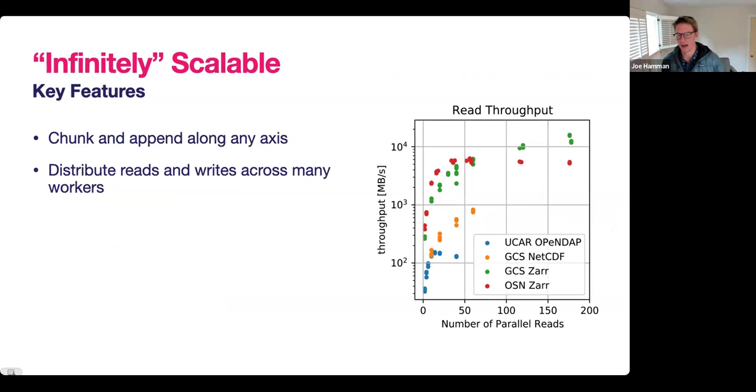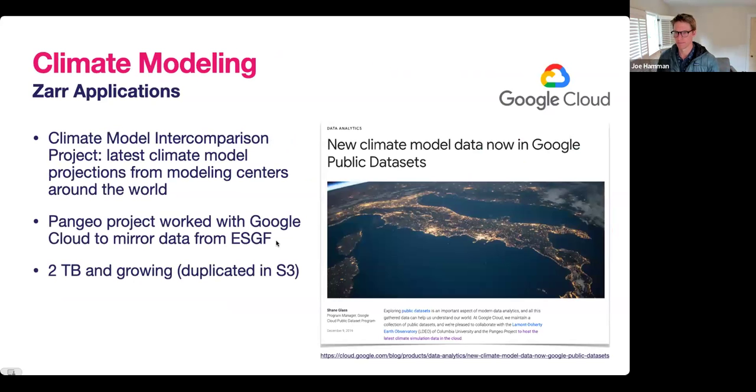Related here is that Zarr is basically infinitely scalable in certain storage backends. You can chunk and append along any axis, and you can distribute reads and writes across as many workers as your storage backend will allow. So this figure here is comparing Zarr and OpenDAP and NetCDF, but the point being that you can get to very high throughputs this way.